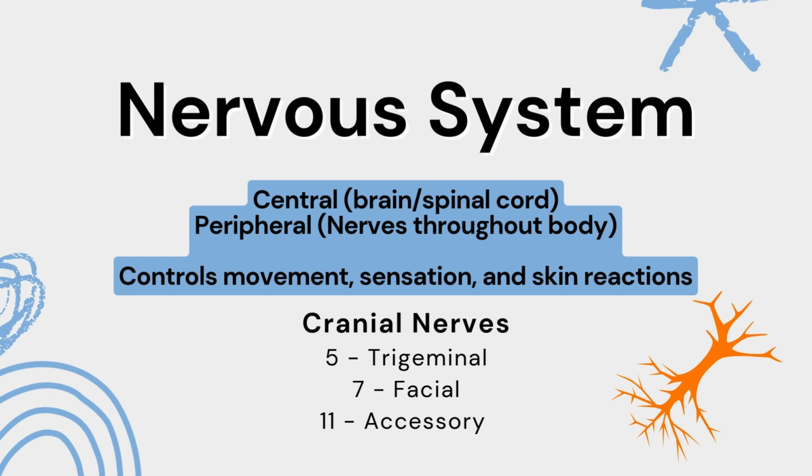The trigeminal nerve, CN5, is responsible for sensation in the face and motor functions such as biting and chewing. The facial nerve, CN7, controls the muscles of facial expression and functions in taste sensations from the anterior two-thirds of the tongue. And the accessory nerve, CN11, controls certain shoulder and neck muscles. The cranial nerves are categorized based on their functions.